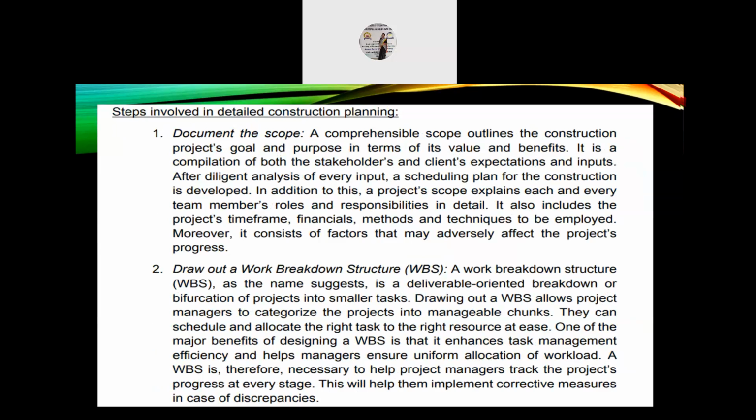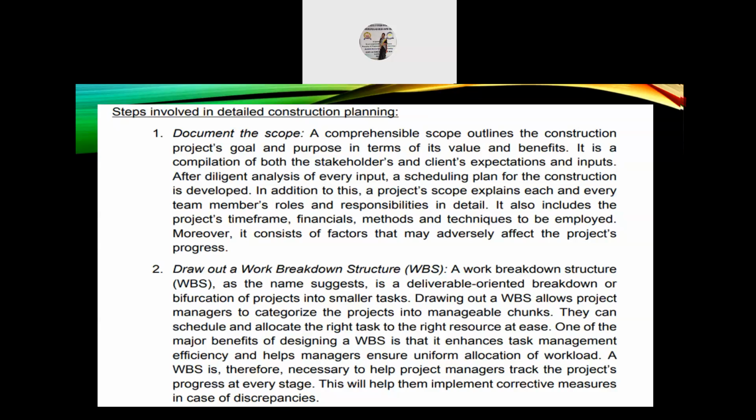Next, steps involved in detailed construction planning. Number 1. Document the scope. A comprehensible scope outlines the construction project's goals and purpose in terms of its value and benefits. It is a compilation of both the stakeholders' and clients' expectations and inputs. After diligent analysis of every input, a scheduling plan for the construction is developed.